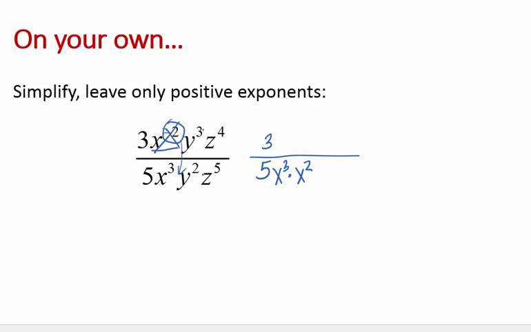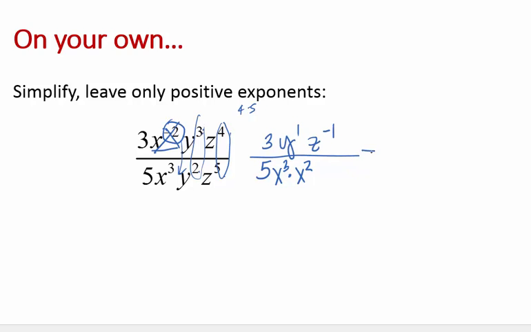Y to the 3rd, looking at my y's here, I have 3 and a 2. They're both positive, so I can just subtract them, and I get a 1. So I get y to the 1st power. Here I subtract them, 4 and 5. If I subtract 4 minus 5, I get negative 1, so I get z to the negative 1 power.